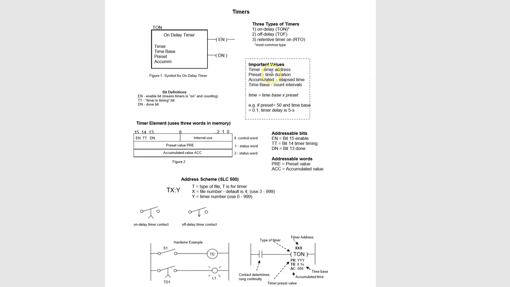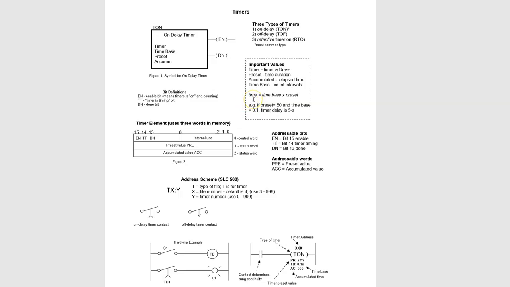So the timer address, the preset time duration, and the accumulated elapsed time, I think those are self-explanatory. The time base: you can think of that as the timer resolution. On your simulation software, the time base is set to 0.1. On the actual PLC, there's usually a switch where you can set the resolution to, say, 1 second, to 0.1 second, to maybe 0.01 second. So it's usually adjustable. But in your simulation software, it's 0.1. Now, the resolution is important to know because the way you set the time of the timer is by this little equation right here.